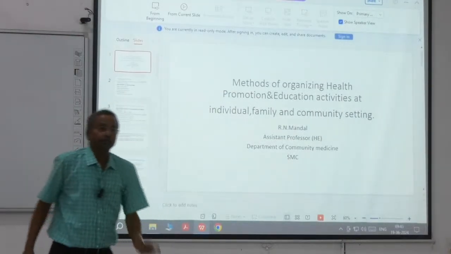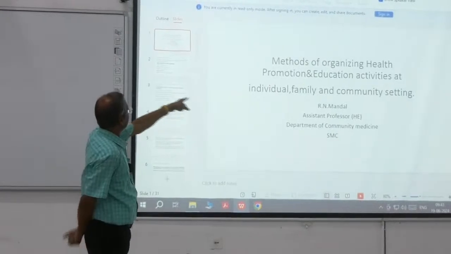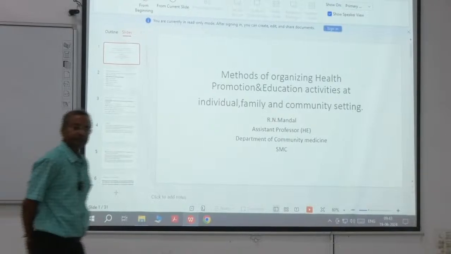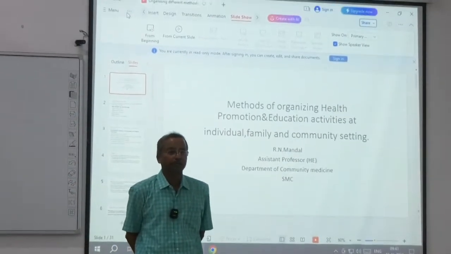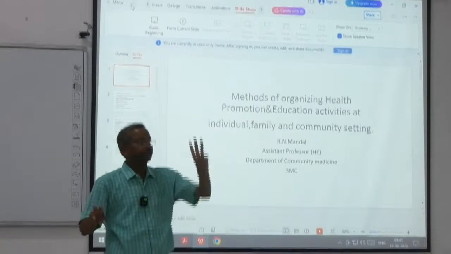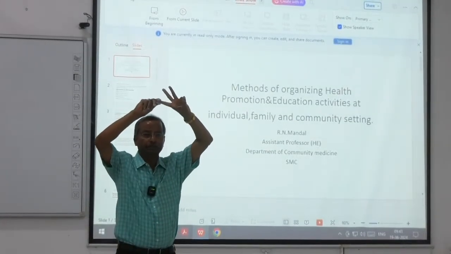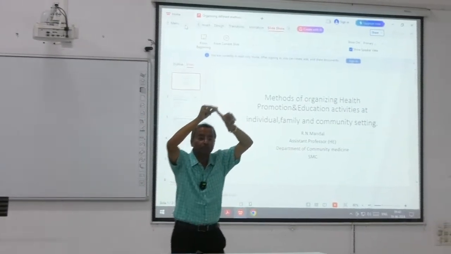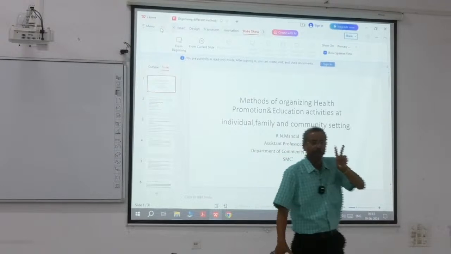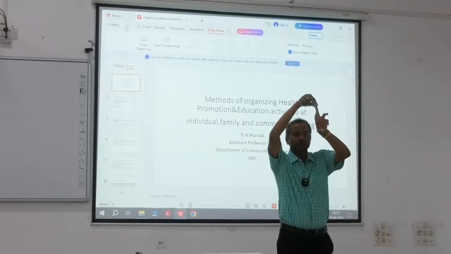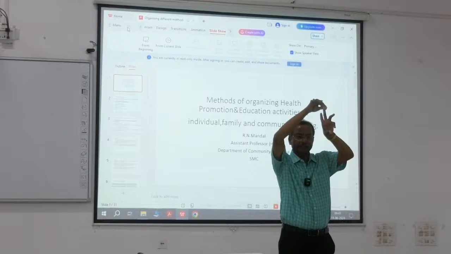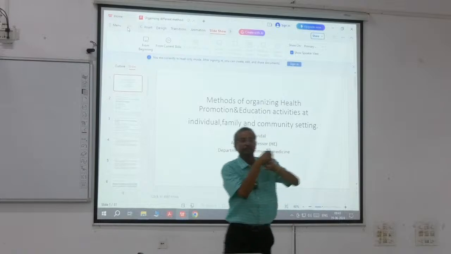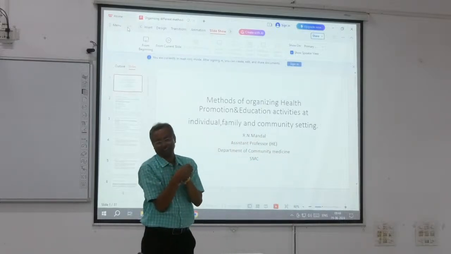So the topic was, I have taken 2 lectures. The second one, methods of organizing health promotion and education activities at individual, family and community setting. Is it clear? If I ask the question, how many approaches are there? There are individual, group and community. In the individual approach, what is the most suitable method? Counseling and interview, mainly counseling. What are the group methods? Follow? Colloquy, panel discussions, symposium, role play, demonstrations. Clear? And the mass community setting, mainly mass meeting and exhibitions.